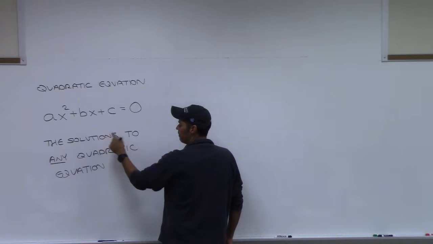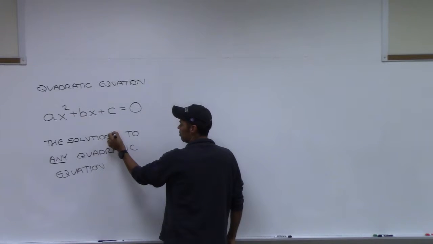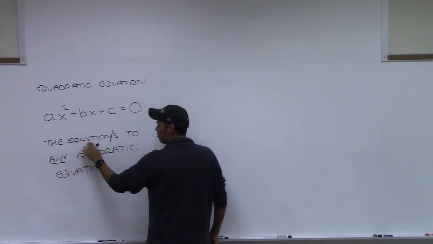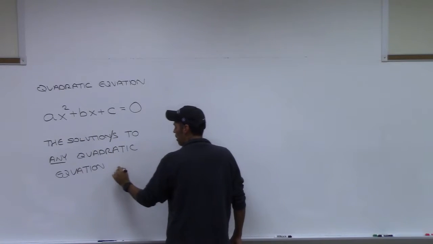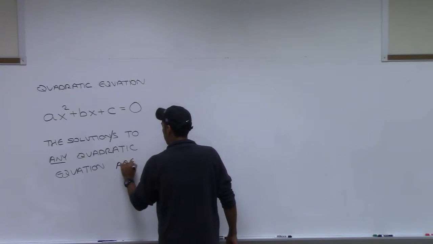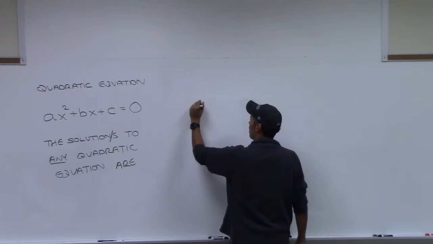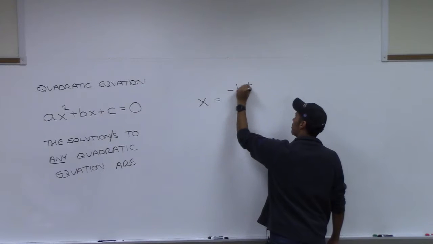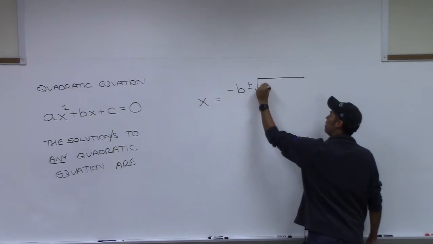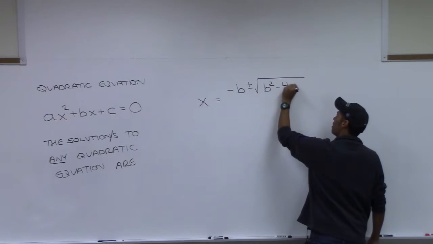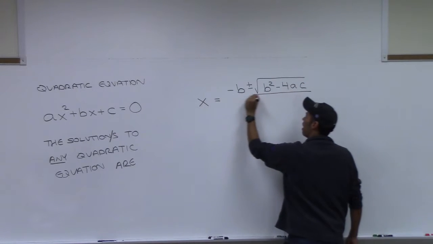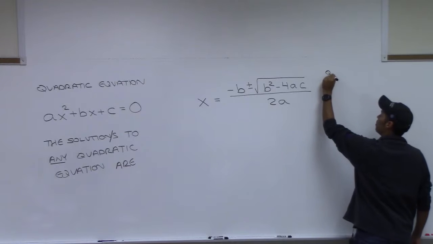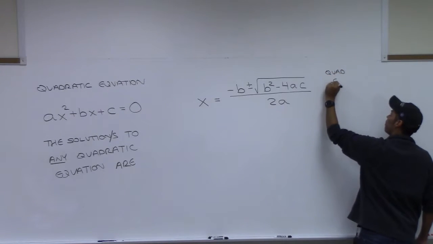So you might have one solution, you could also have two solutions, you could have no solutions. We'll see that in a second. So I'm going to put a slash here. The solution or solutions to any quadratic equation are, okay, so here's the formula, the quadratic formula. X, that's your answer, is negative b plus or minus the square root of b squared minus 4 times a times c, the entire quantity divided by 2 times a. And that is the quadratic formula.